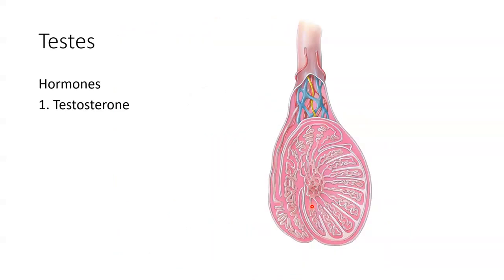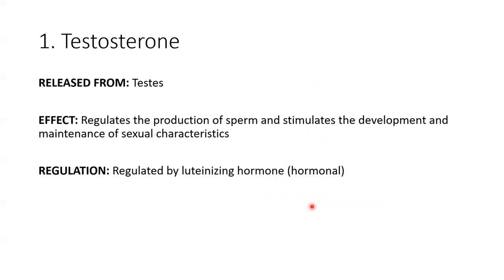Finally, we have the testes, which are our male reproductive organs and which produce the majority of the hormone testosterone. Testosterone stimulates the descent of the testes before birth. It regulates production of sperm. It also stimulates the development and the maintenance of the male secondary sex characteristics, so things like the growth of facial hair and the voice getting deeper. Our luteinizing hormone stimulates particular cells in the testes to produce testosterone, and so it's a hormonal method of release.